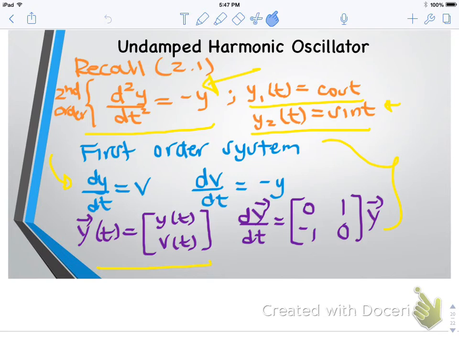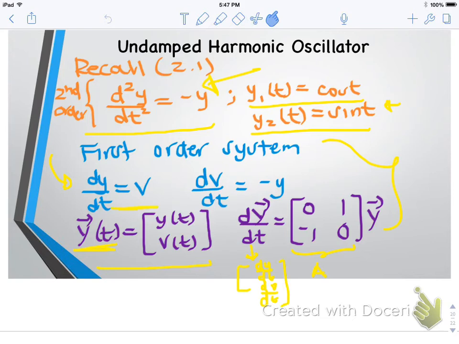Okay, so it's sort of this trickle down effect. And so dy over dt, how did I get this matrix A? Well, remember that if the vector Y of t is y of t and v of t, then dY over dt is really, as I talked about in the first video, dy over dt and dv over dt. Hope you guys can see that, okay?